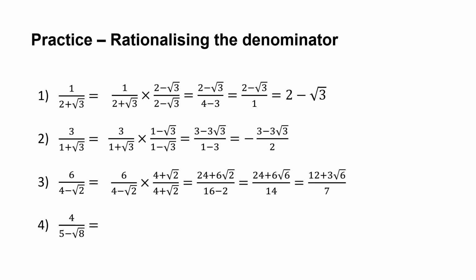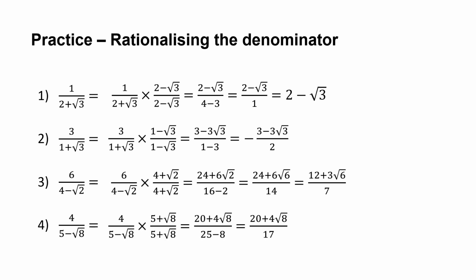Lastly, we have 4 over 5 minus root 8. We're going to multiply top and bottom by 5 plus root 8. When we do this, we're going to get 20 plus 4 root 8 divided by 25 minus 8. This is equal to 20 plus 4 root 8 divided by 17.